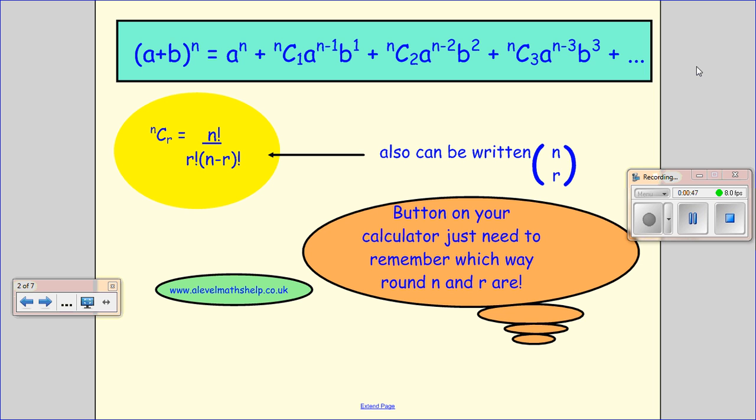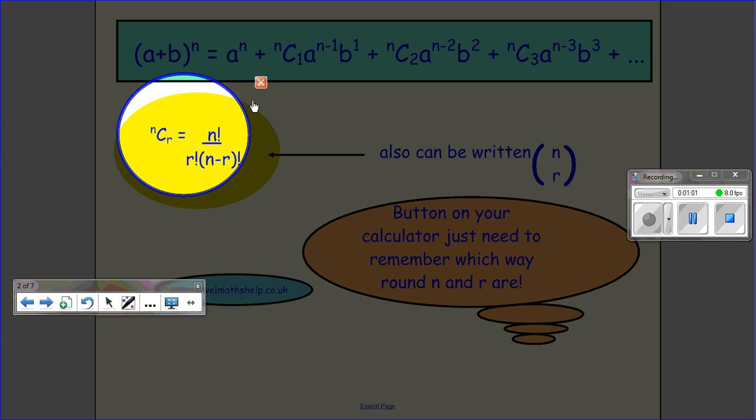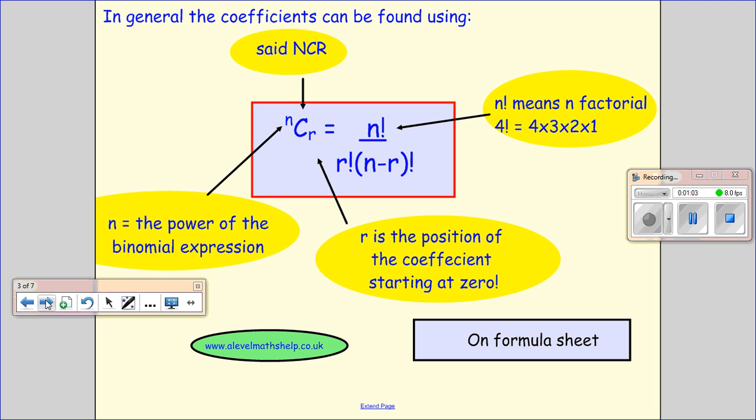And then previously we went to Pascal's triangle and found what the coefficients, the numbers in front of our a b terms, would be. But now we're not going to use that. We're going to use this nCr thing. The reason we do that is because it gets a bit boring writing out Pascal's triangle, so we want a quicker way of finding these coefficients.